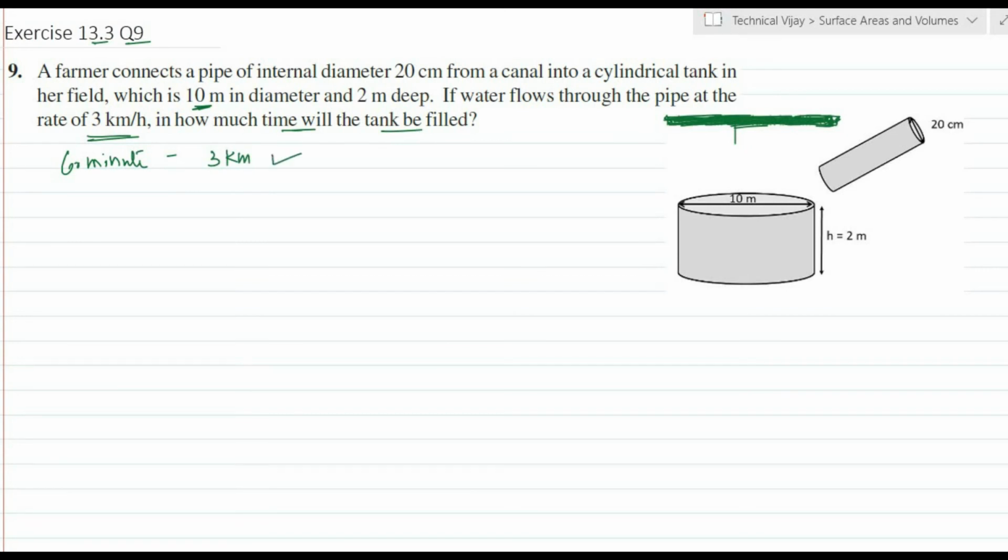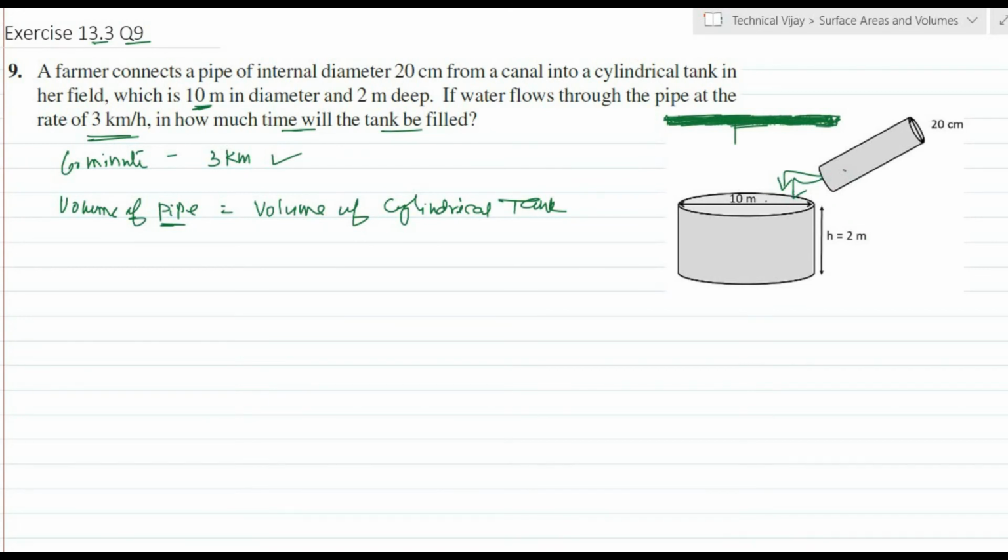Okay, so let it be remembered. So now what we have to do? First we will calculate the volume of this pipe. We will assume that the volume of the pipe is equal to the volume of the cylindrical tank, because whatever the volume of this water, this will be poured into this one. This volume is equal to this volume. The pipe is in the form of a cylinder.